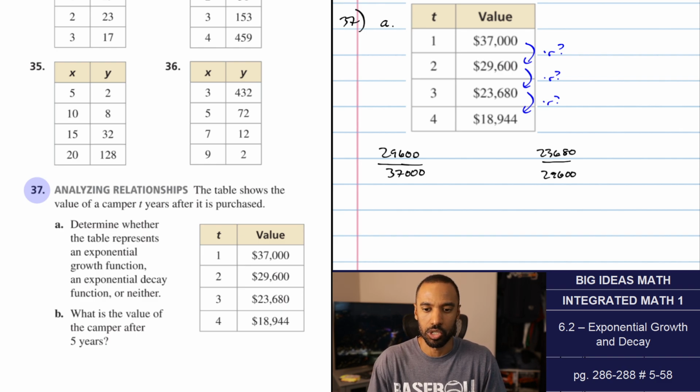So let's do a check on these two just straight up. Let's do 29.6. Remember, it's one number divided by the one before it. 29.6 divided by 37. That's 0.8. So exactly 0.8, which is cool. I didn't know what to expect on that one.